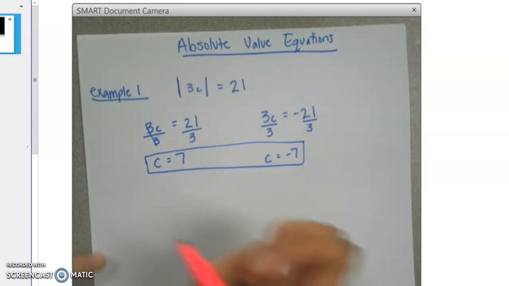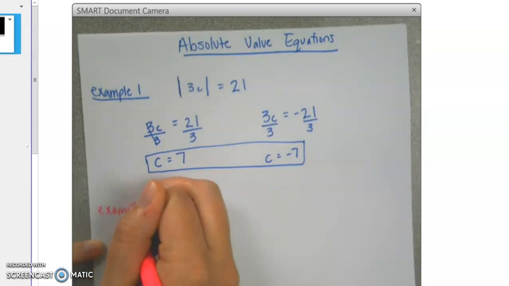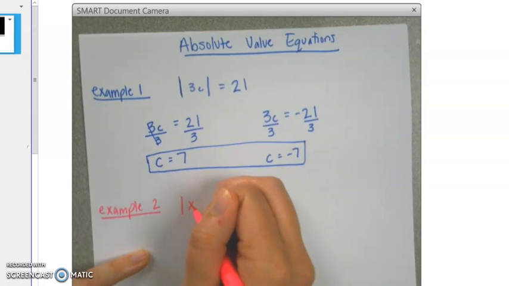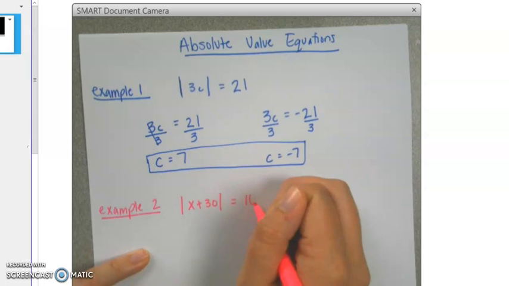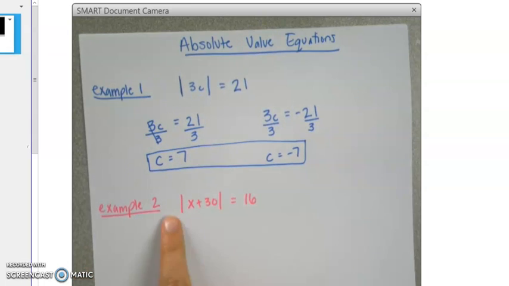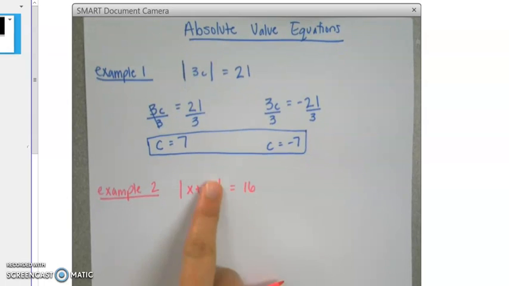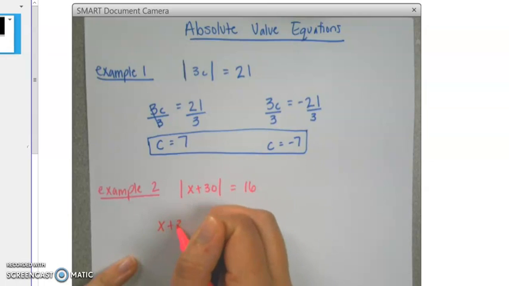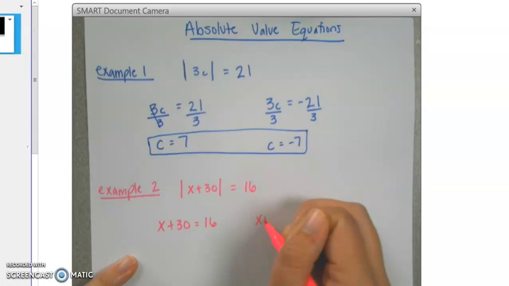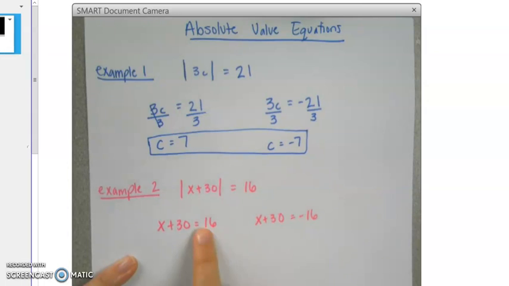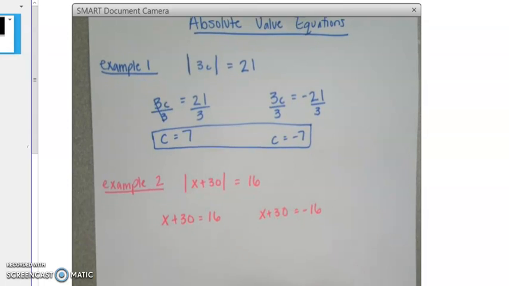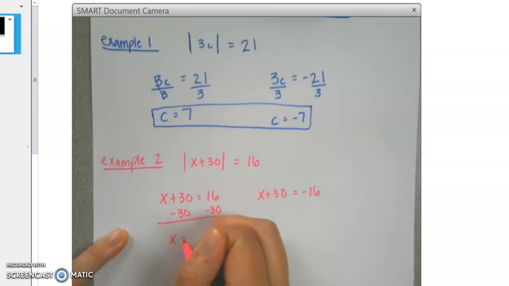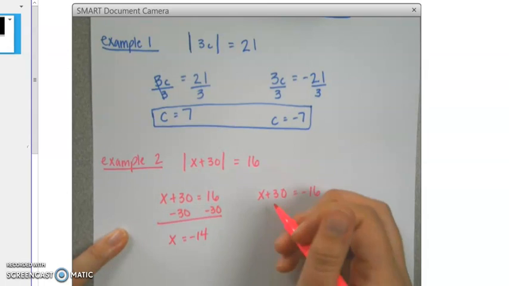For example 2, we're going to do the absolute value of x plus 30 equals 16. Now remember, every single absolute value equation is going to be equal to a positive number because when you take the absolute value of something, it's always positive. So I need to break that up so that I get the positive one and the negative. So I'm just making the 16 negative. This stays the same. And then I'm solving for it. So minus 30. And this one would be minus 30.